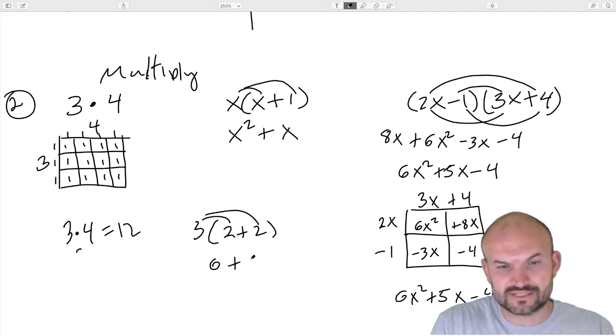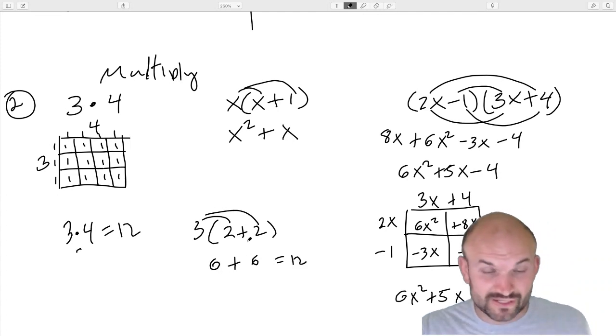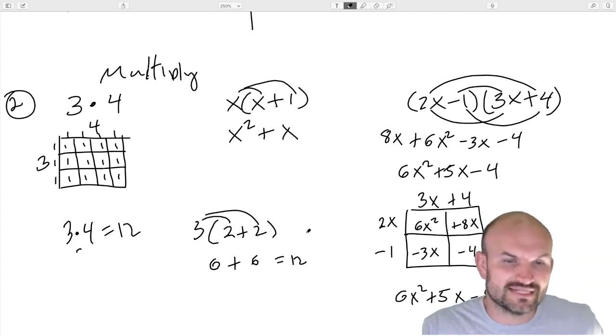Plus 3 times 2 is 6, right? 6 plus 6 is 12. So you can see that's how the distributive property works, right? And a lot of times that is helpful.